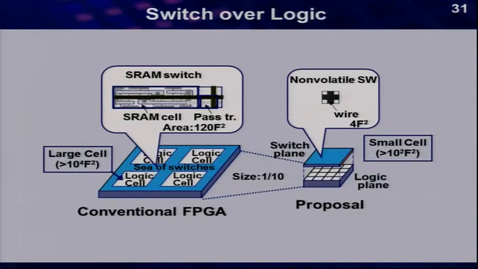This will be done by replacing the programmable connection with atom switch. Here shows our concept of compact switch over the logic. The left figure illustrates the conventional FPGA again. Right-hand side shows our proposal. Non-volatile resistive switch is stacked on the CMOS logic plane. Stacking also reduces the area, and the non-volatility enables lower static power.